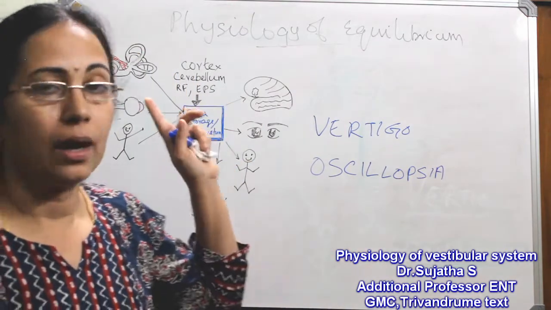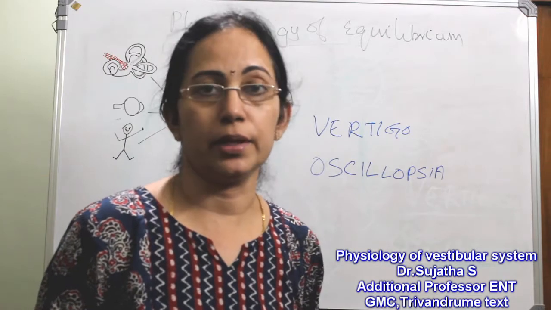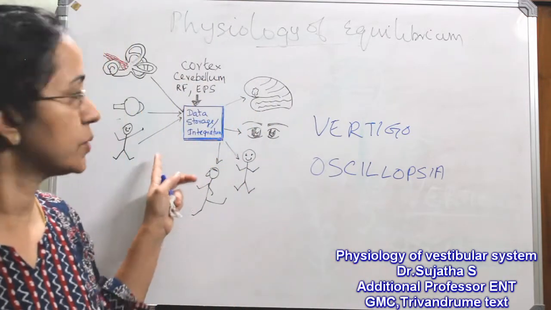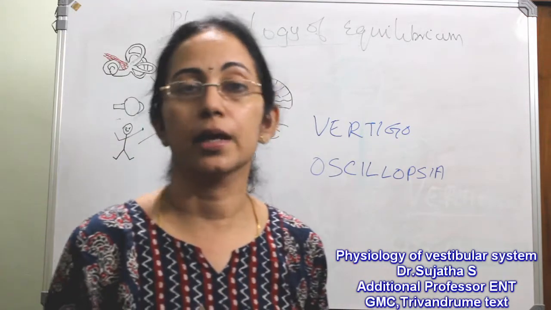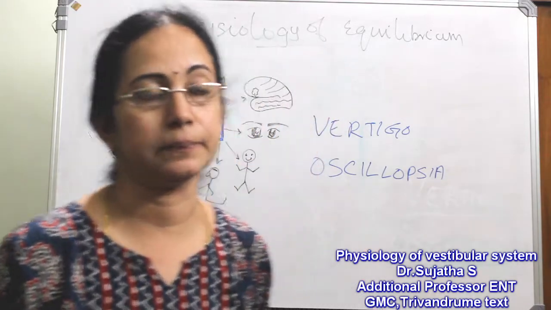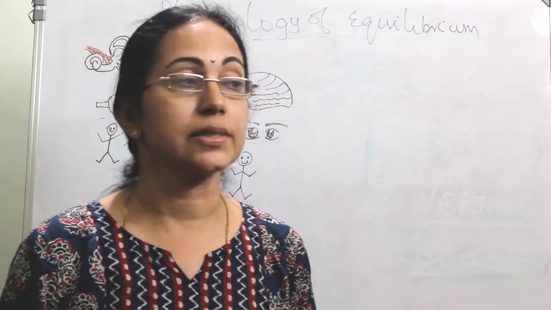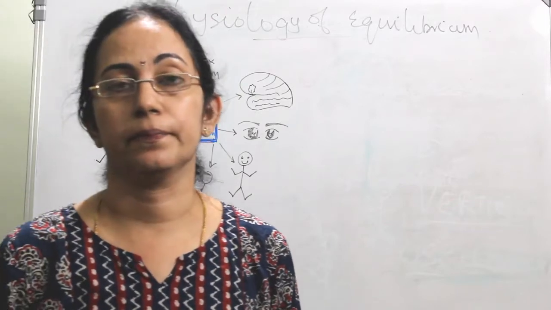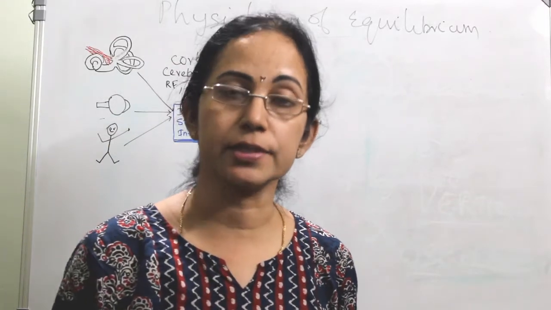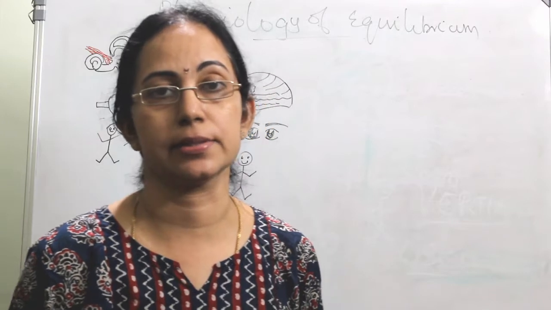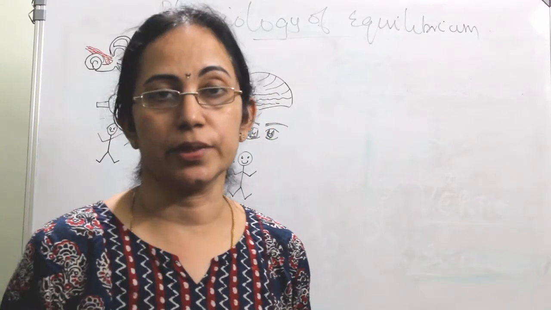So our main concern is the vestibular area. So what are the functions of this vestibular system and how does it work? Let us see. So what are the functions of the vestibular system? The vestibular system includes both the vestibule as well as the semicircular canals. Mainly there are two functions.